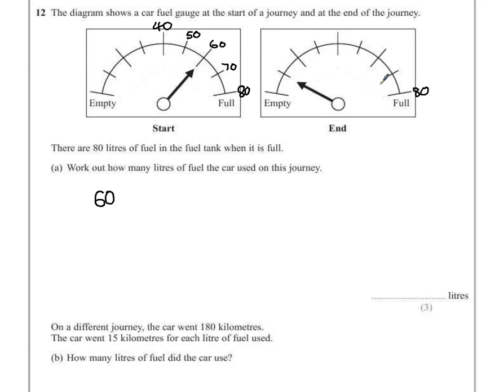It uses the same scale on the end of the journey, so we have 0 empty and going up in 10 litres for each mark, which shows that there were 10 litres left. So if we take away that 10 litres from the 60 at the beginning, 60 take away 10 is 50. Therefore, the journey used 50 litres of petrol.